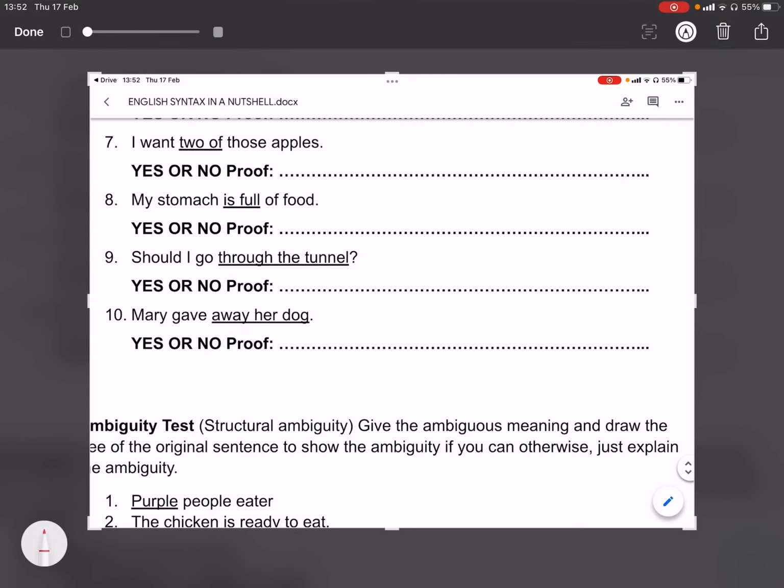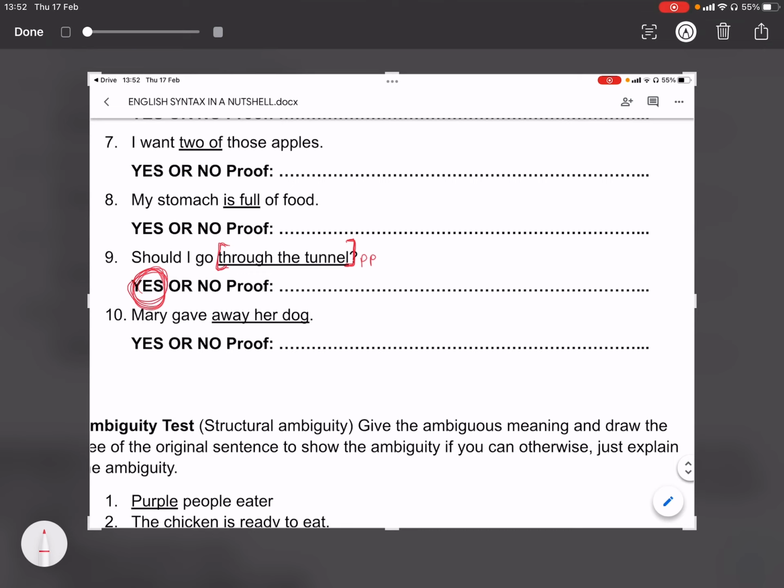Should I go through the tunnel? Move it in front. It's a PP. Through the tunnel. Should I go? I guess so. You can go there, right? You can replace it with there, or where should I go? Or how should I go? How should I go to university? You should go through the tunnel. You can simply use through the tunnel on its own, and it's fine. So the answer is yes.